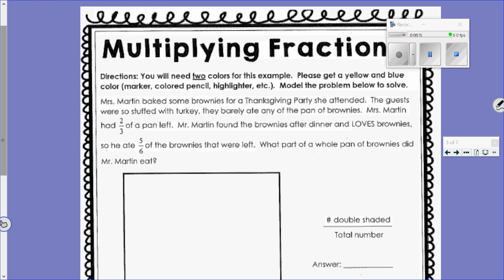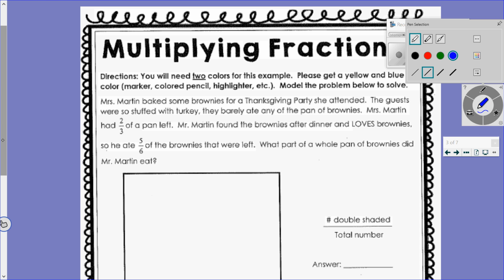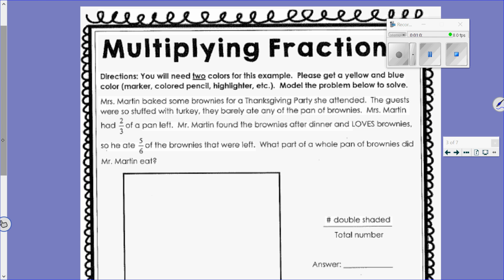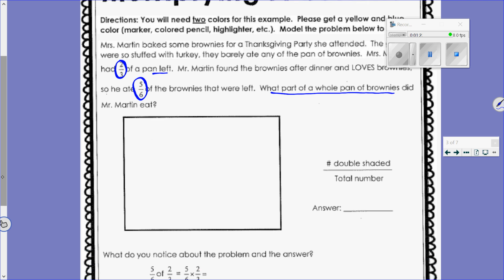Our first one, we're going to start off with, again, marking our text, as we always should do. So Ms. Martin baked brownies for Thanksgiving parties. The guests were so stuffed they barely ate any of the pan brownies. She had 2/3 of a pan left. Mr. Martin found the brownies after dinner and loves brownies, so he ate 5/6 of the brownies that were left. What part of the whole pan of brownies did Mr. Martin eat?